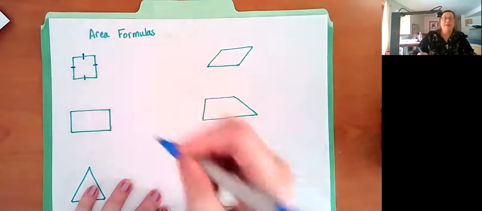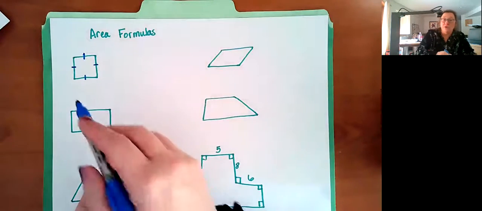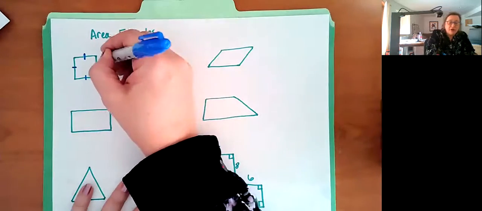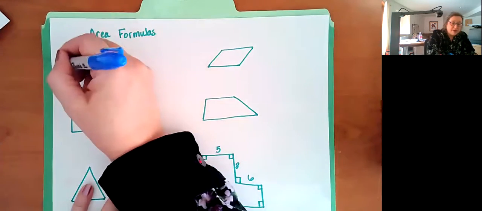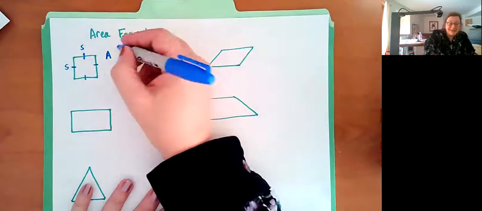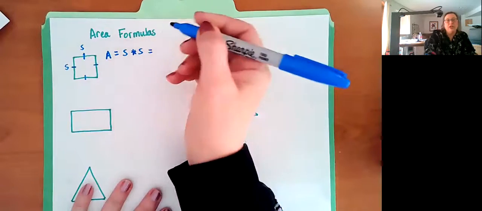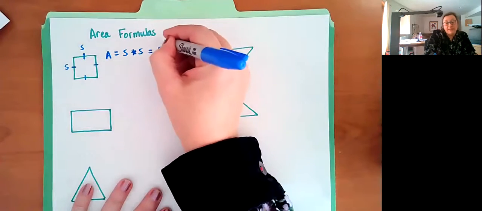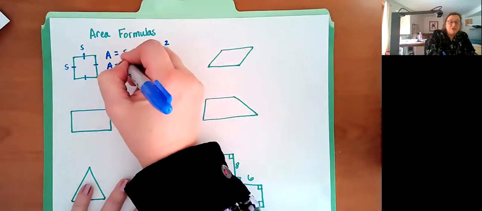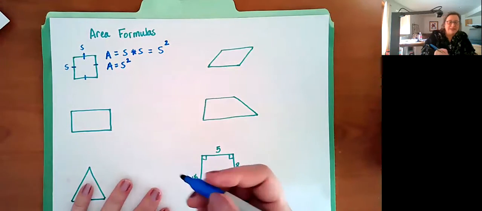We know it's a square because we have right angles and all four sides are congruent. And the formula for the area of a square, if you think of this as a side, it will be side times side, right? Which, if you wanted to be all fancy about it, would be side squared. So A equals side squared is a common way that you will see that.